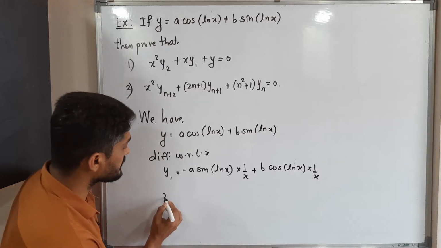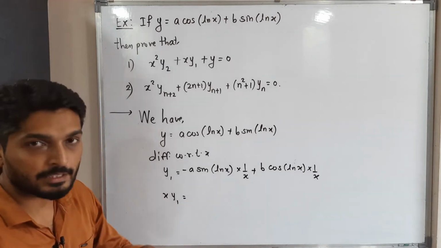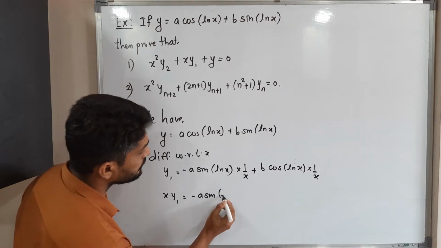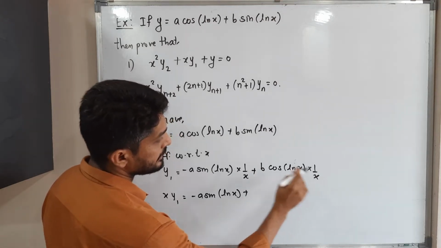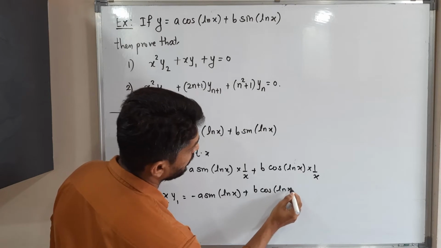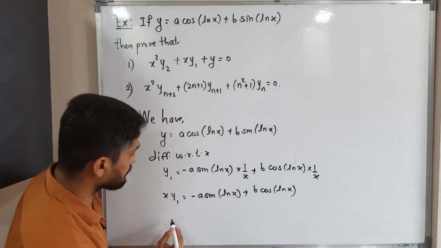If you multiply it by x, x y1. If you multiply it by x, that 1 by x and x will get cancelled and simply you will have minus a sin log x, right? If you multiply this term by x, x will get cancelled and you simply will have b cos log x, right? So now we will go for the second derivative. The problem will be more simple now.